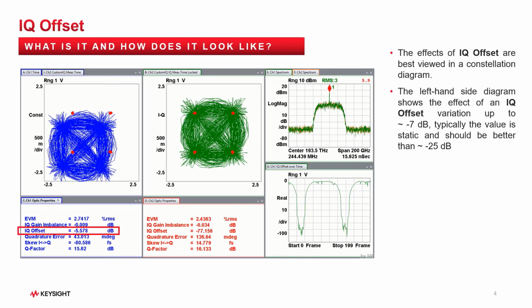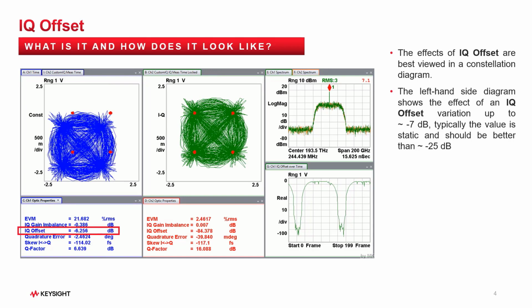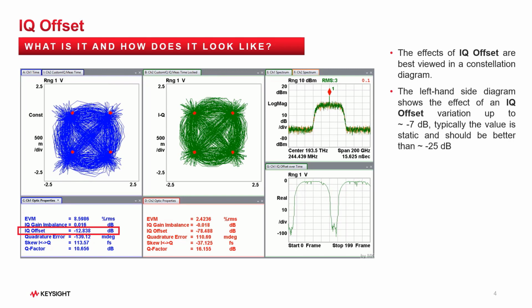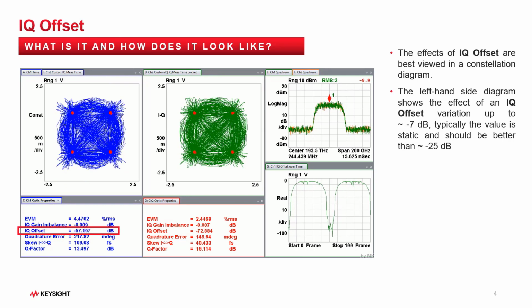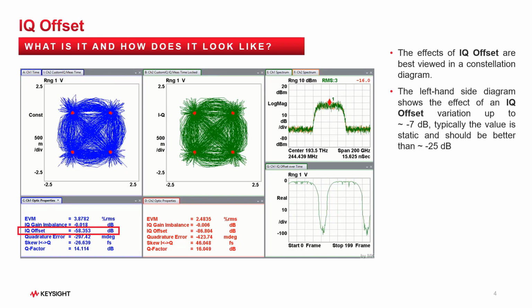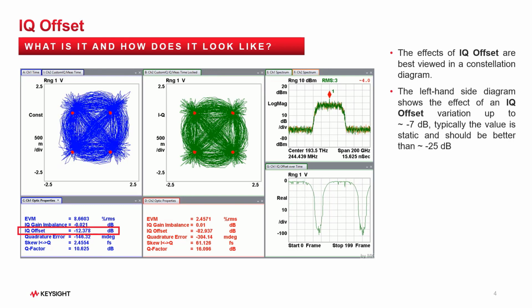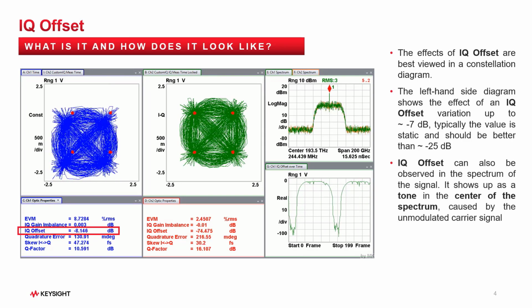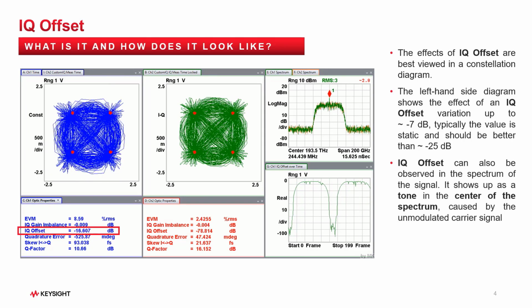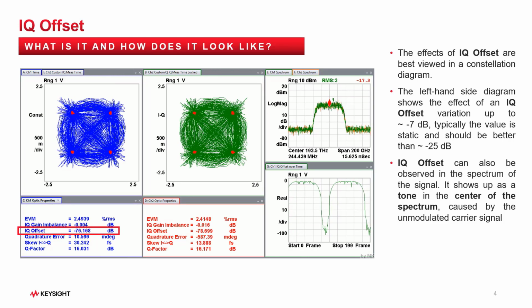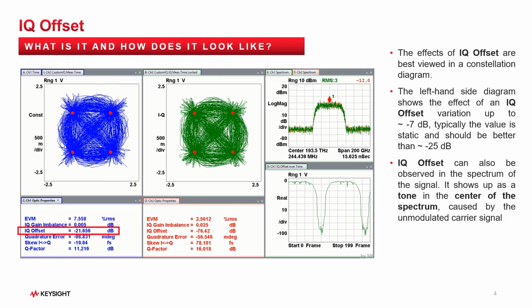It can be observed that the constellation on the left moves out of the center of the measurement window, while the one on the right remains in the middle. Please note that depending on the demodulator settings, the effects of an IQ offset error may appear less dominant in the constellation diagrams. At the same time, it can be observed that with increasing IQ offset, a peak stands out in the middle of the green spectrum. This peak is caused by the amount of unmodulated light and is typical for the IQ offset error.